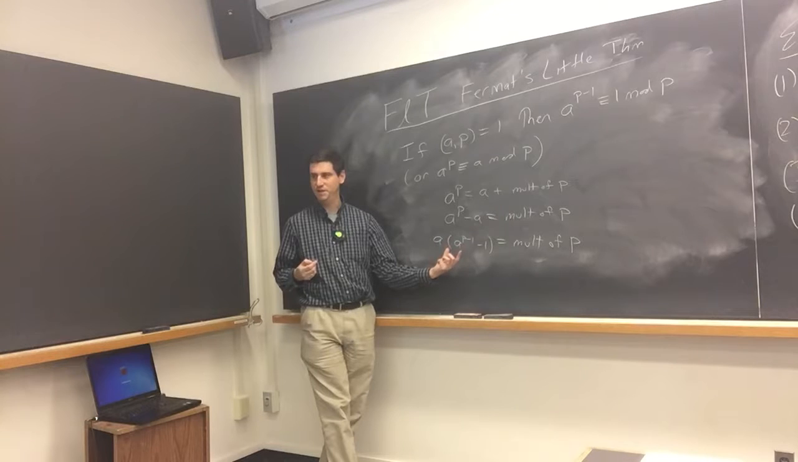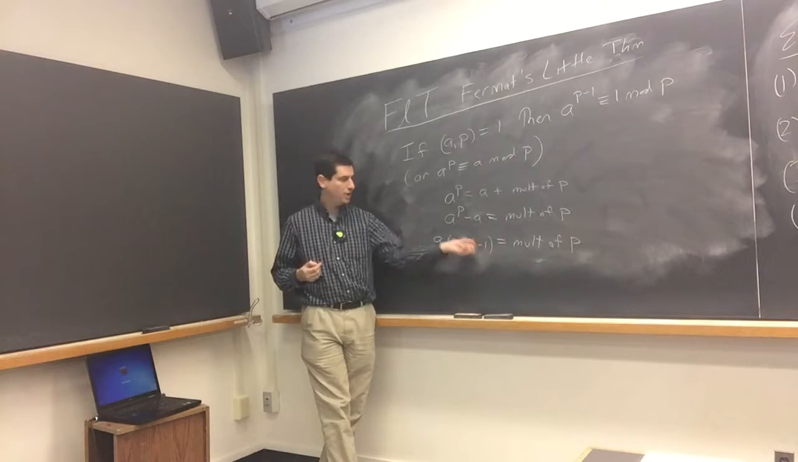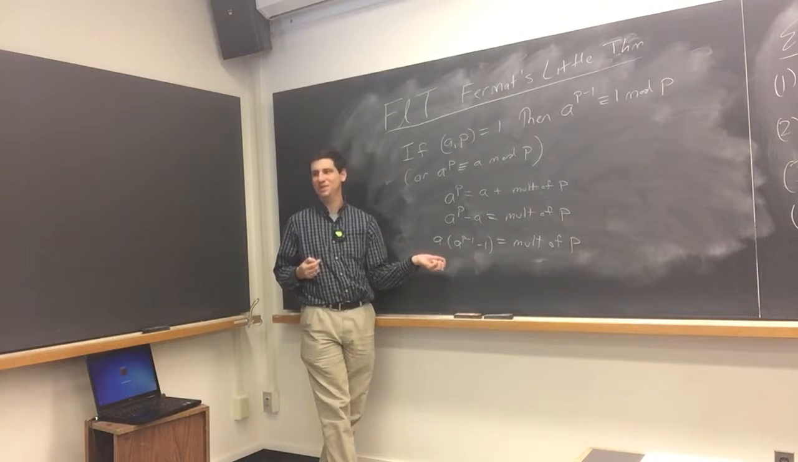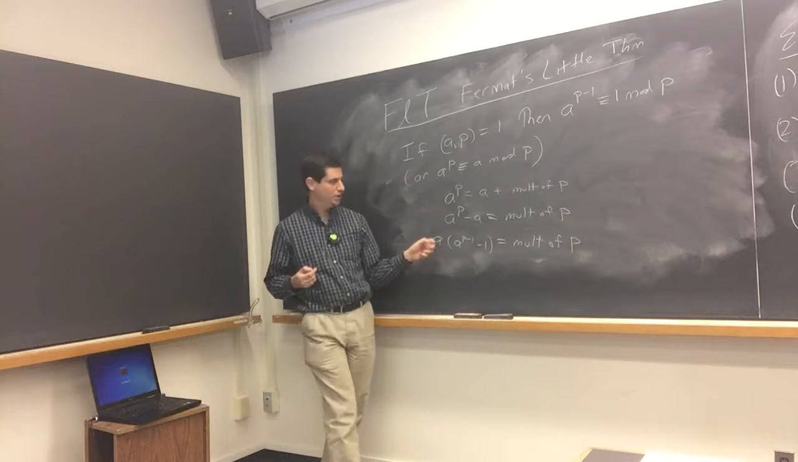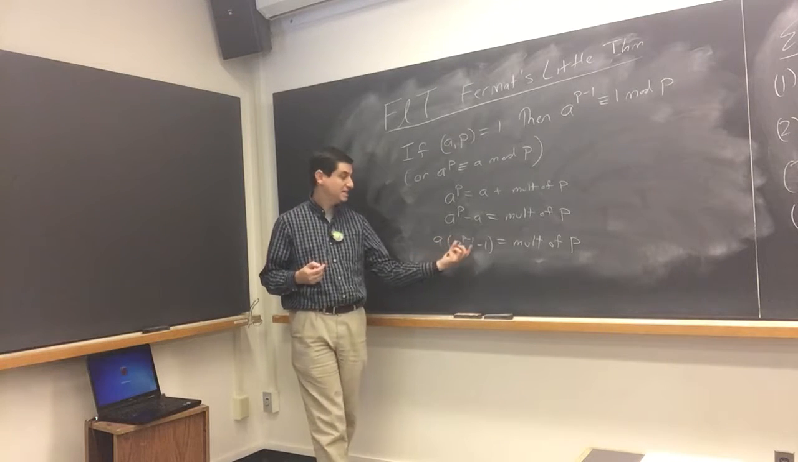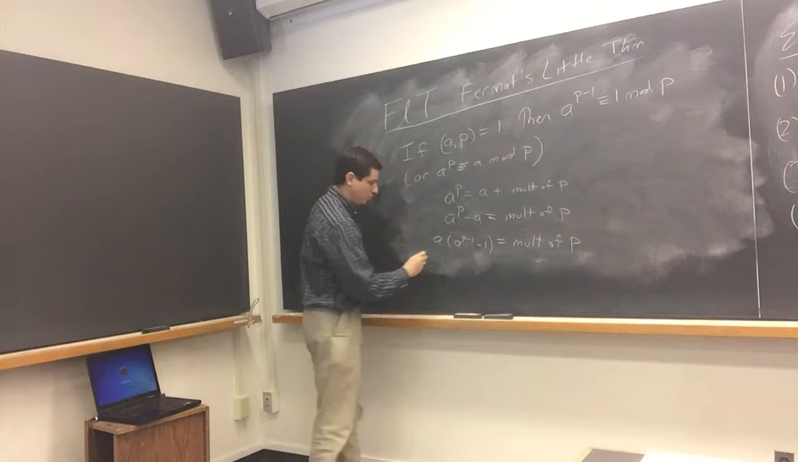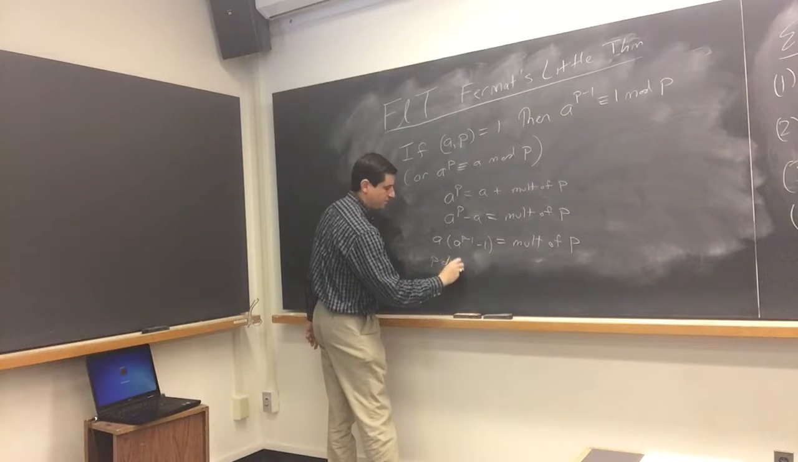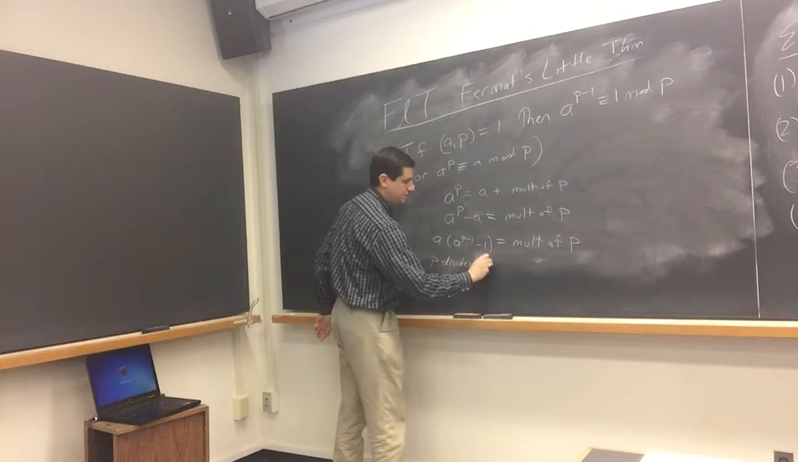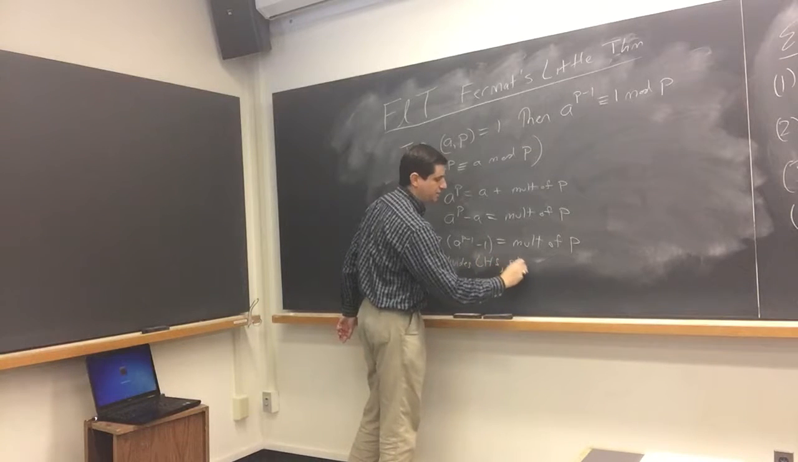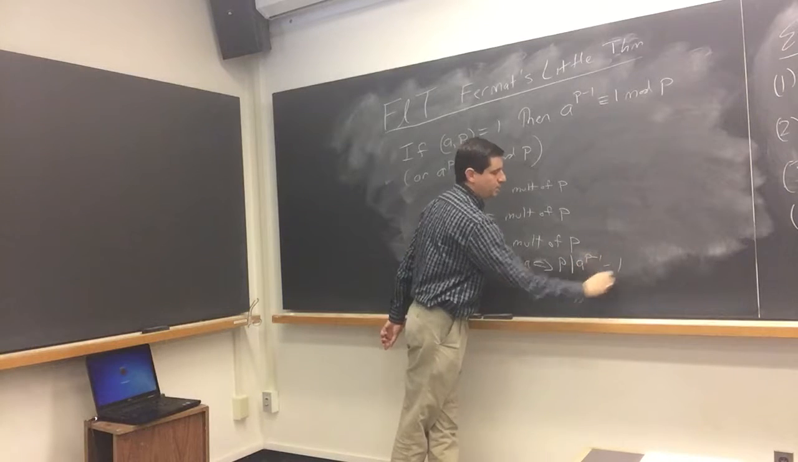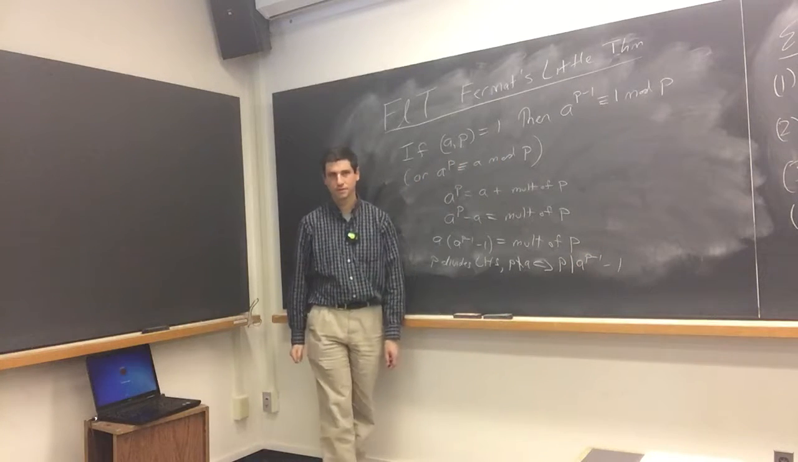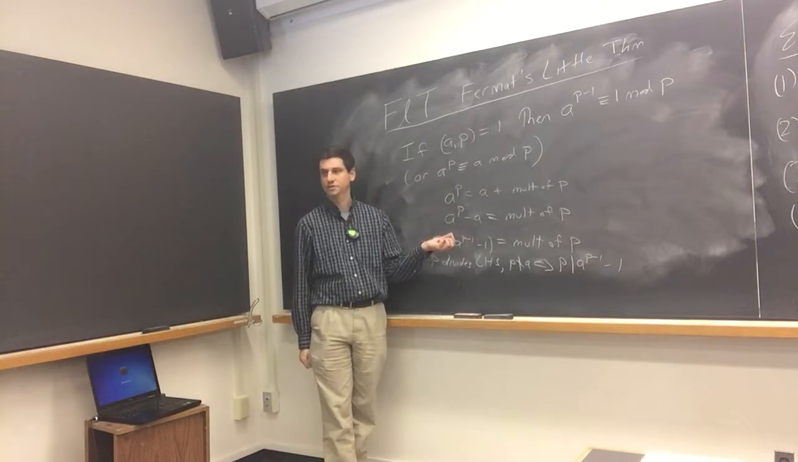This is a multiple of P. So one of these two terms must be divisible by P, right? It's not A, because we've said A is relatively prime. So since A is relatively prime to P, it's got to be A to the P minus 1 minus 1. So P divides the left-hand side. P does not divide A, therefore P divides A to the P minus 1 minus 1.